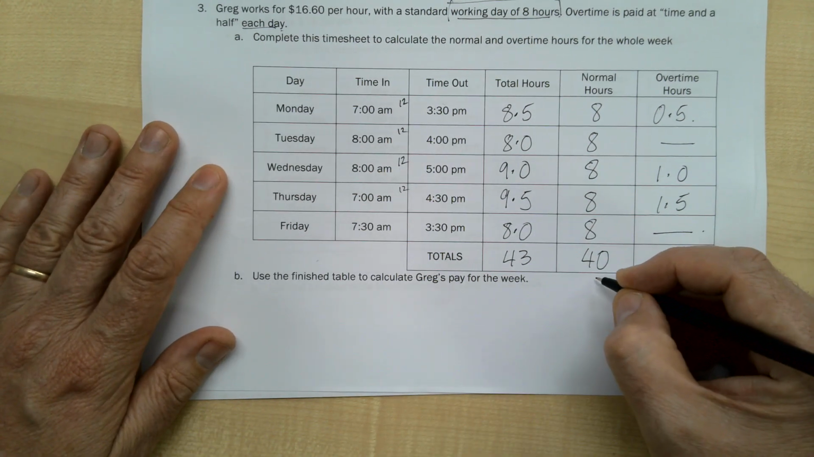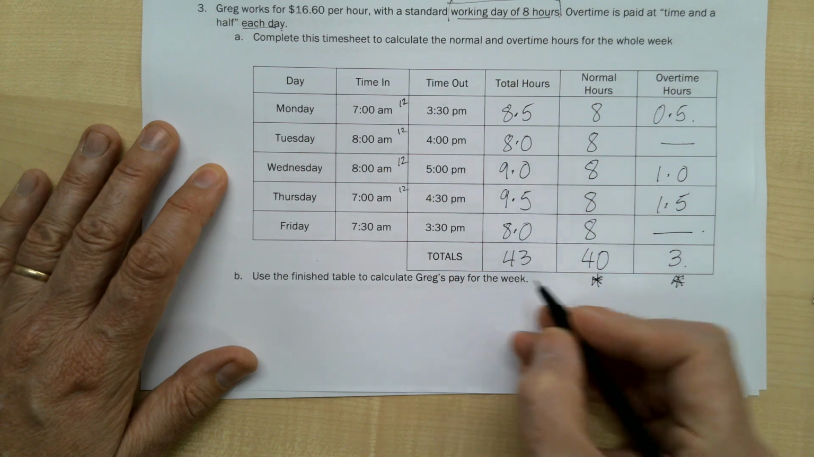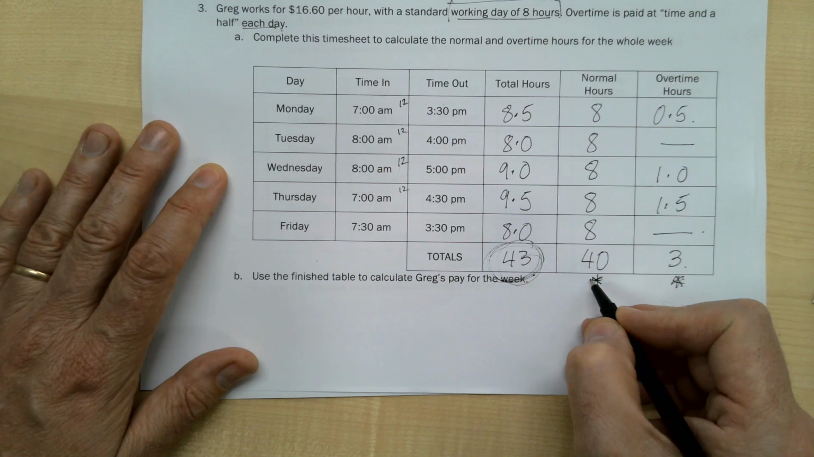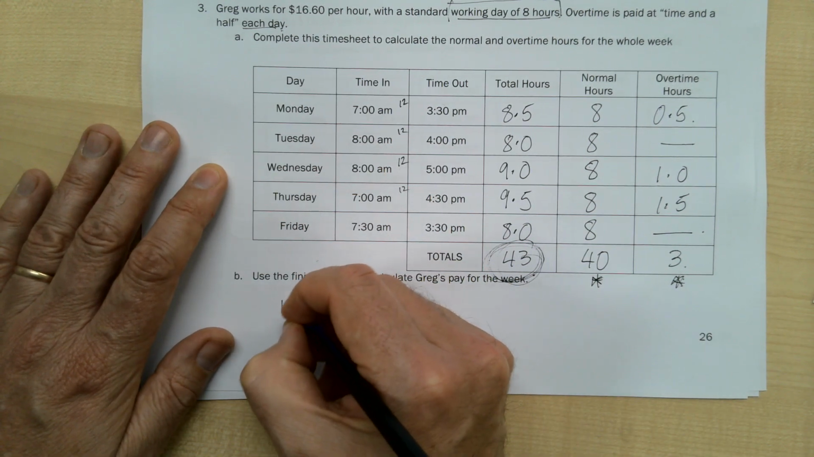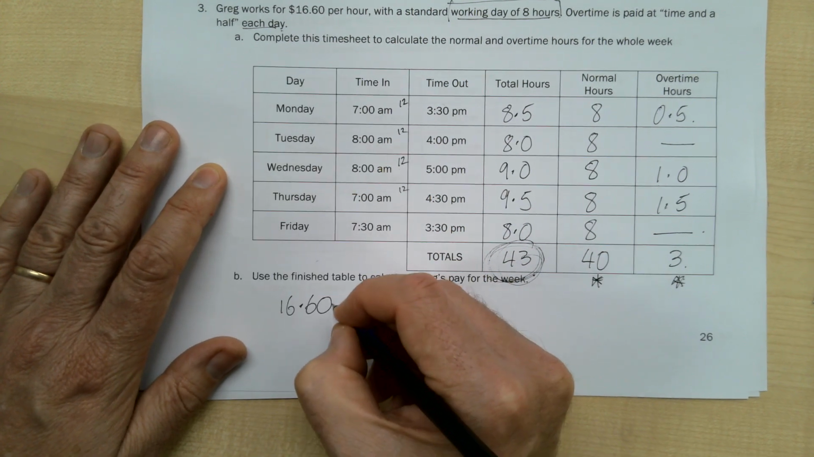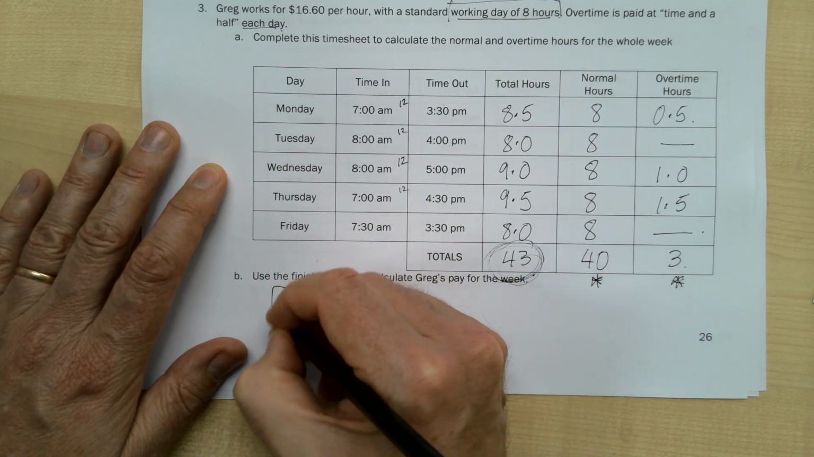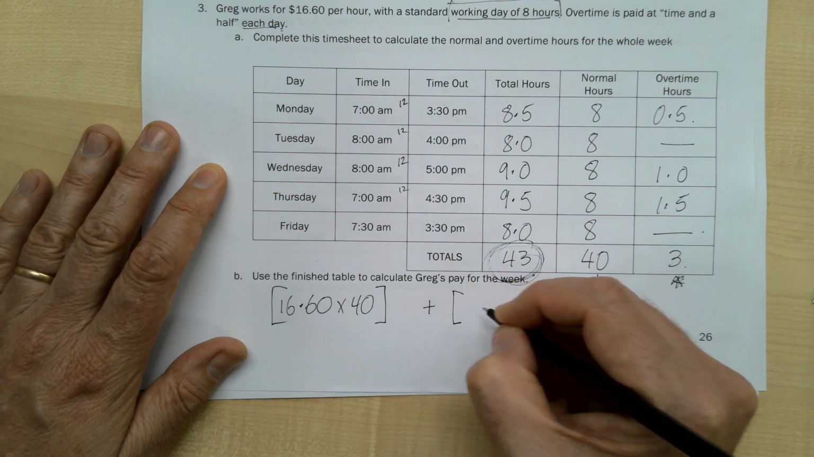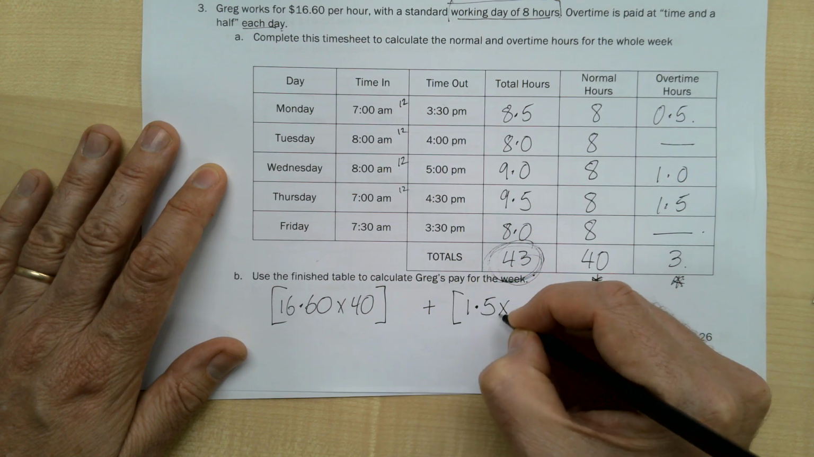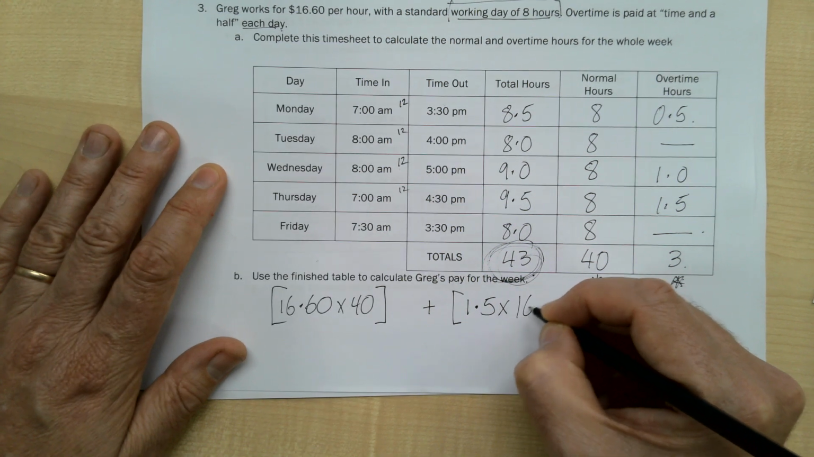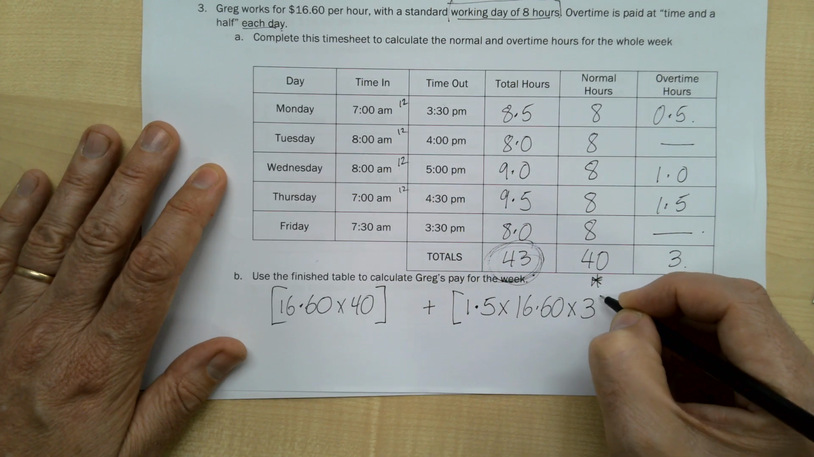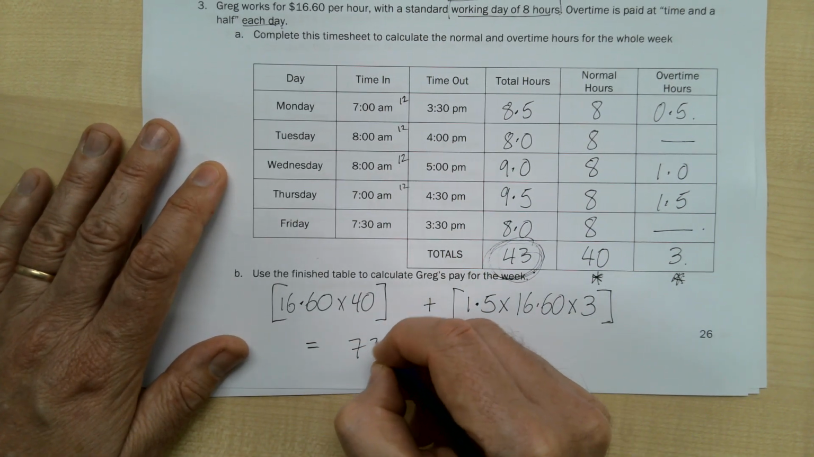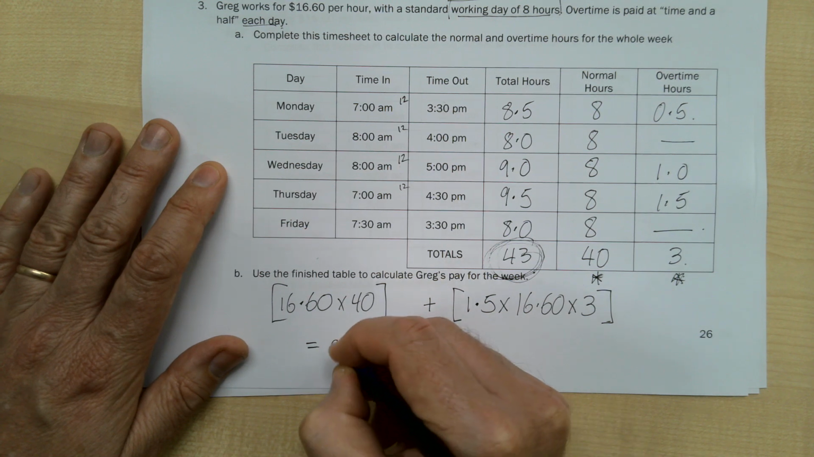Let's do the normal hours, and then we'll do the overtime. I'm not dealing with this one, because I've got to split it up into normal and overtime. So it's $16.60 for 40 hours. I'll put some brackets around that, but that's my normal. And then I've got my overtime. It's time and a half times $16.60 times 3. If you put all that into the calculator, you get $738.70.